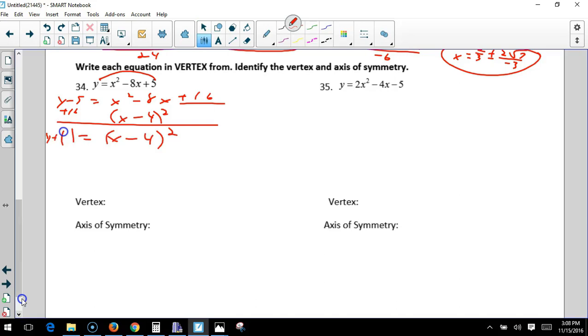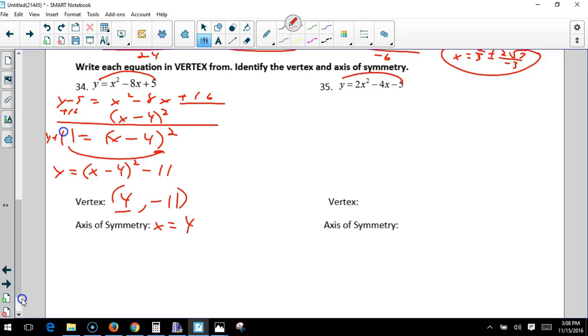So I'm not going to do the square root method here to get it by itself because I have two variables going on. All I do now is move this over and get y by itself. Y equals x minus 4 squared minus 11. So what's the vertex? 4, negative 11. My axis of symmetry is x equals 4.